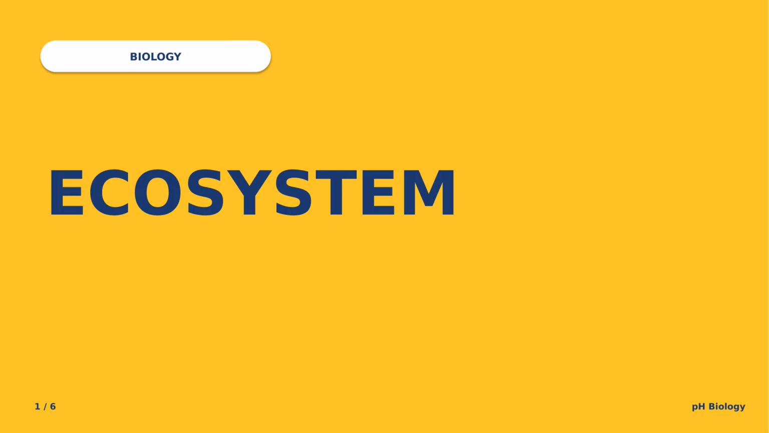Today's explainer is the ecosystem, the interaction of a community of living organisms with their non-living environment. By the end of this video, you'll know the boundary between biotic and abiotic and how interdependence holds everything together.